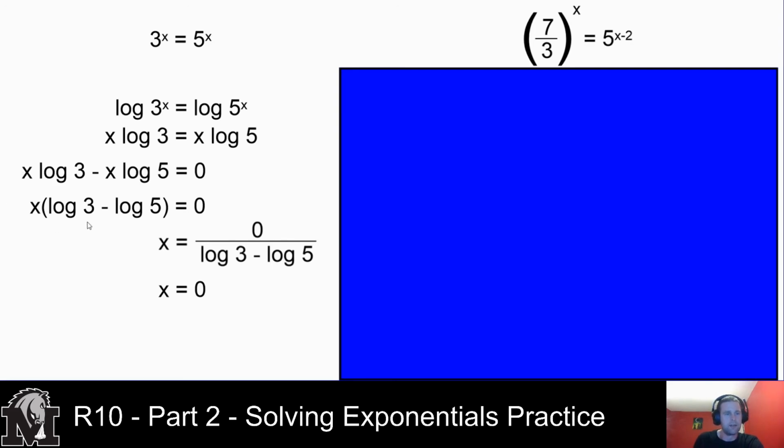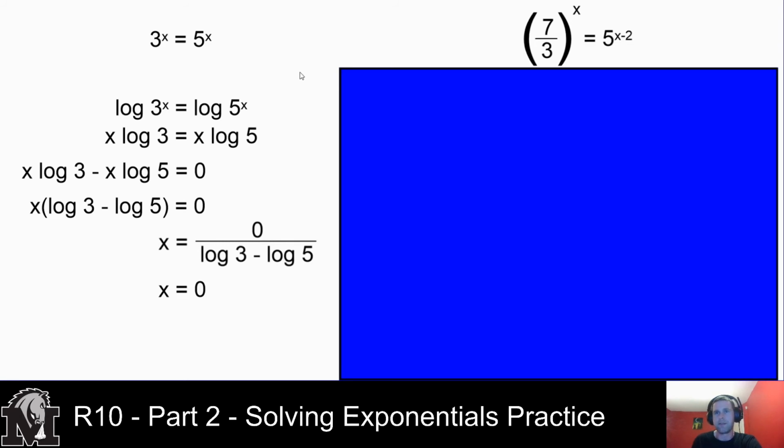So x log 3 minus log 5. And then I have to get x by itself. So I divide this to the other side. Now, I didn't even take out my calculator for this one because 0 divided by, and it doesn't really matter what's in the denominator as long as it's not a 0, the answer is going to be 0. You're welcome to use your calculator to verify this.